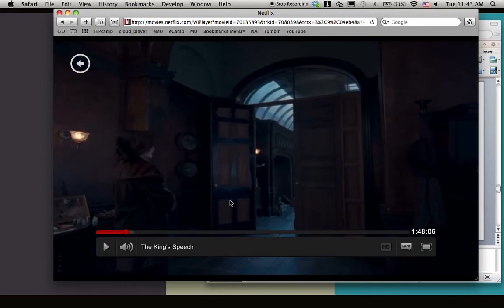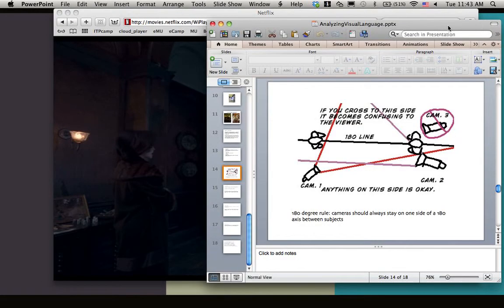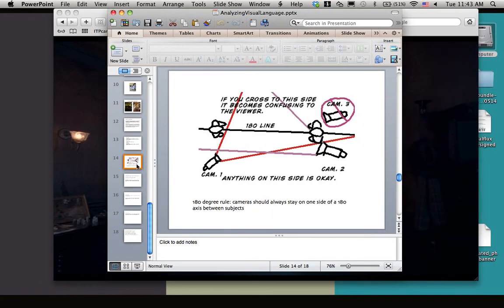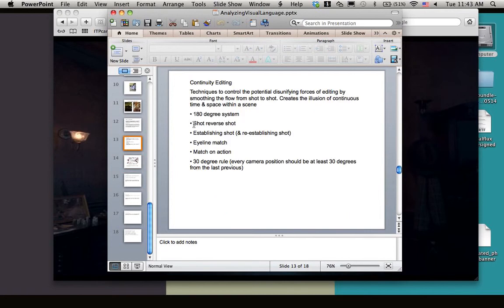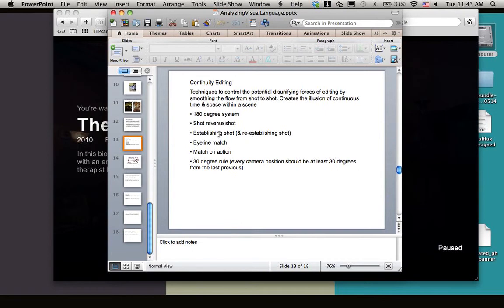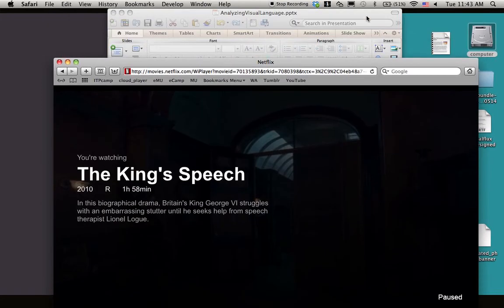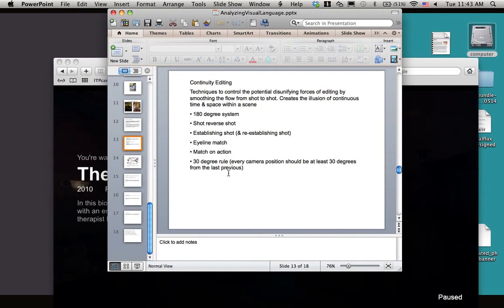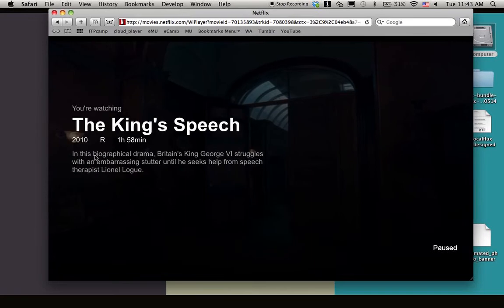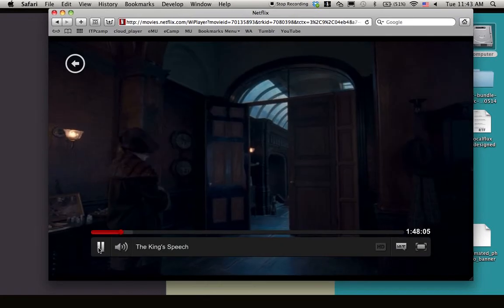But I wanted to give you a quick example of continuity editing. We've seen the 180-degree rule here. We saw the shot, reverse shot. It's the everyday way that films are put together. The establishing shot and re-establishing shot, we saw all these. The match on action and the eye-line match. The 30-degree rule, we didn't see any camera setup where they cut from one that's just a little change. It's always this drastic change when they go to the other side of the person with that cut. Let's look at one last eye-line match.